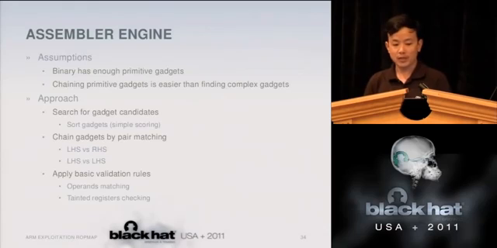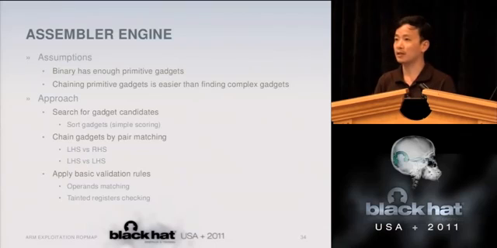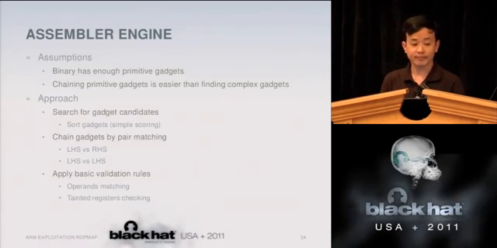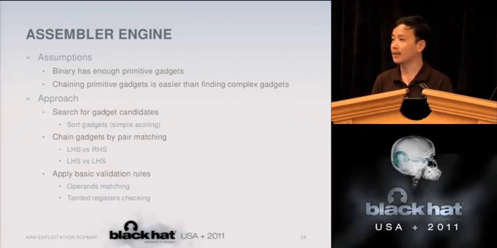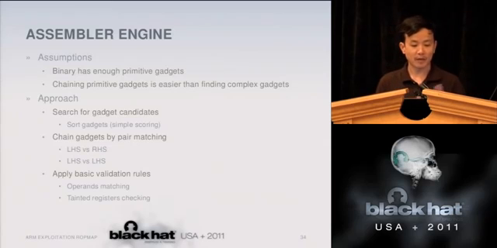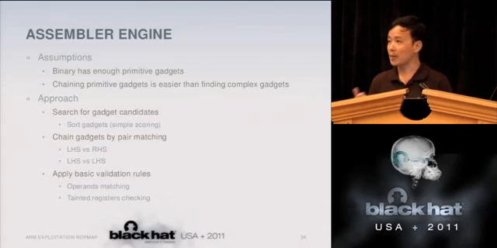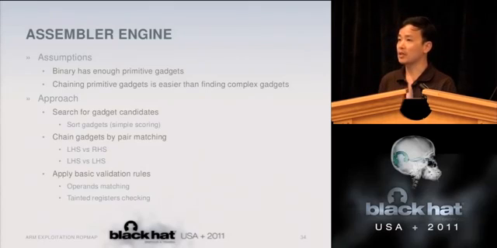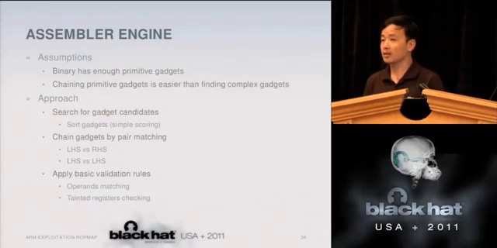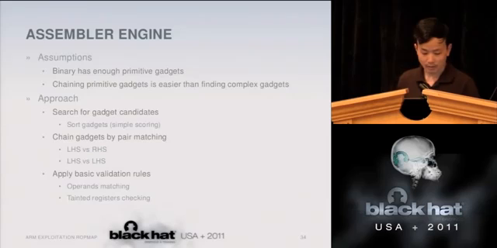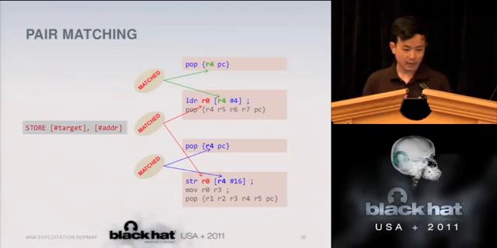So our approach is to first use our tool to search for a candidate list of possible gadgets. Then we chain them together via what we call pair matching: the left-hand side of this gadget is matched with the right-hand side of this gadget, and the left-hand side of this one is matched with the left-hand side of that one. That's all. We also apply some very basic validation rules, like operand matching, where registers must be matched from the ROP instruction to the gadget. And we also do some tainted register checking, which we will see later. So the first one is pair matching.